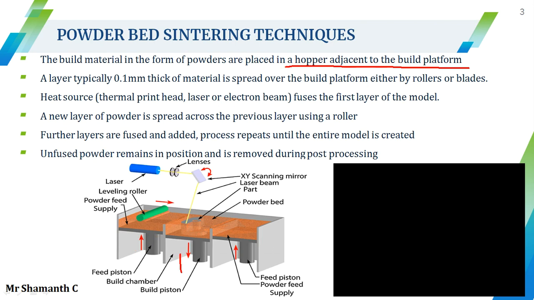If this is the build chamber, and then you have a hopper here. So this is the powder feed supply chamber wherein the material is completely filled. Whatever amount of material that you require is completely filled, and even this has a piston arrangement. The build platform can be moved up and down depending on how much material you need to spread on the build platform so that the layer is added upon each layer.